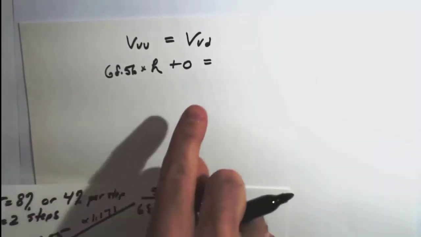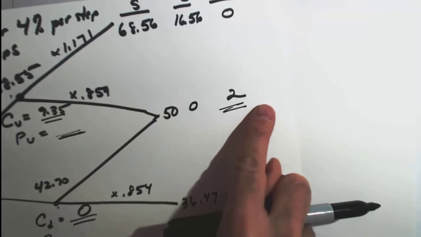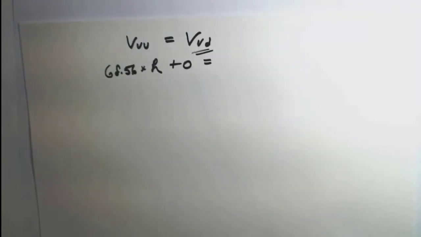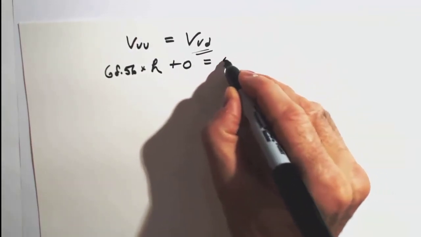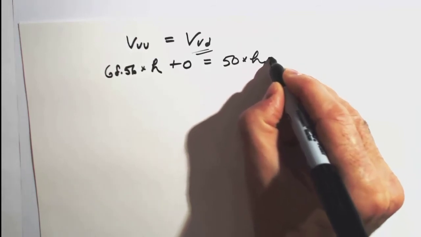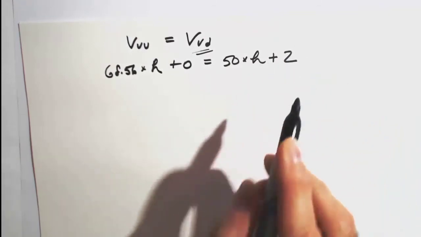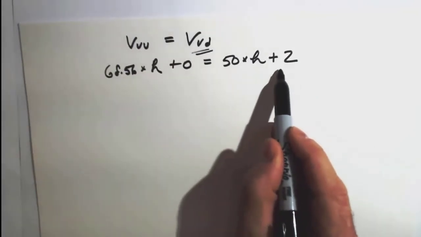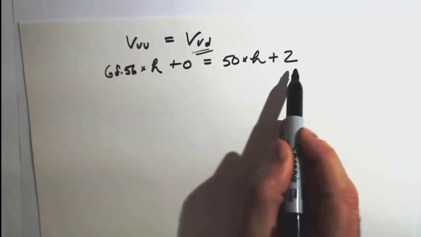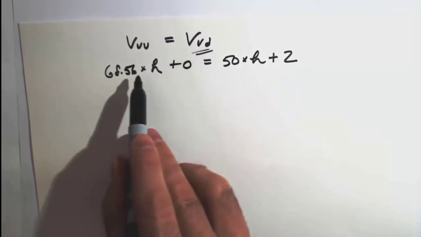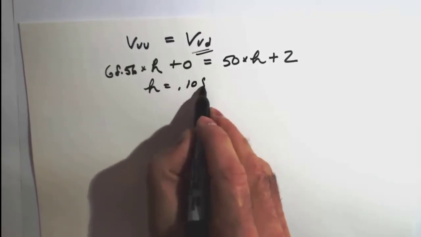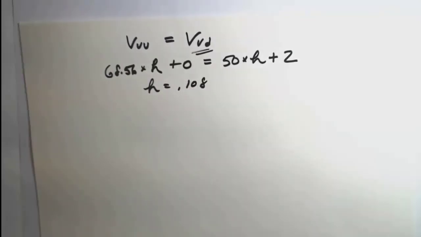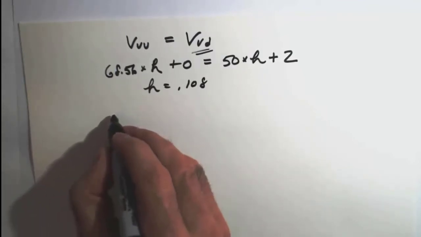So now what we want to do is, what is the value on the up and downside, which is right here? What is the value of this portfolio, this protective put? That value is going to be $50 times H plus 2, because when you buy a protective put, you buy the put. So the value is plus 2. This is the value of the portfolio on the up downside. This is the value of the portfolio up upside. Solve for H, and H equals 0.108.